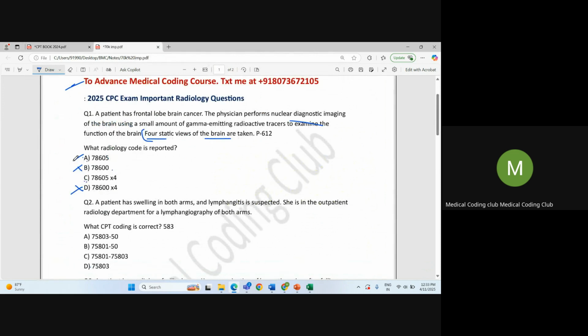And if you get 2 views or 3 views, you can go with the 78600 code. And the other codes are for documentation where they perform with vascular flow. But in our question, there is no documentation regarding vascular flow. So the correct answer is 78605. Option A is correct for this scenario, and you cannot select option C, 78605 with units 4, because there is no need of giving units here. The primary code itself says minimum of 4 static views, so the single code is enough and no need of units. So option A is correct.